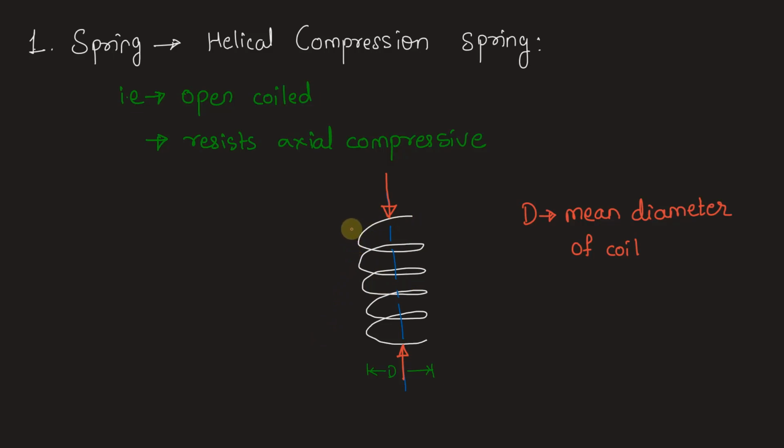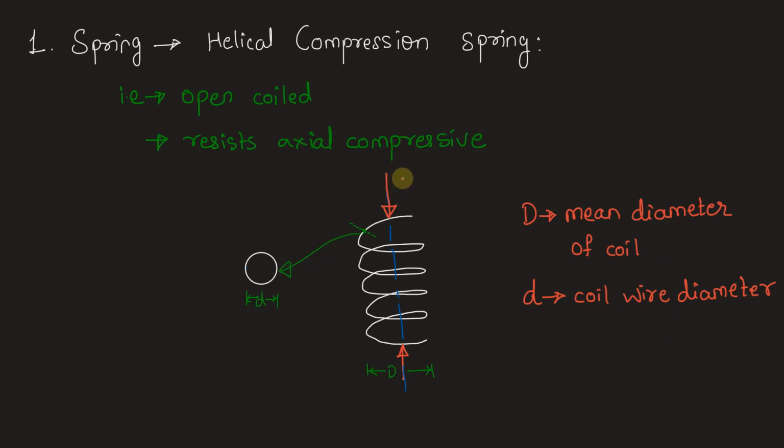So if we just take an arbitrary section anywhere on the spring, we'll get to see a cross section. That cross section is also circular. This represents that little cross section of the coil wire. Let the diameter of this be small d. We have small d as the coil wire diameter. So this is the mean diameter of the coil itself and this is the coil wire diameter.